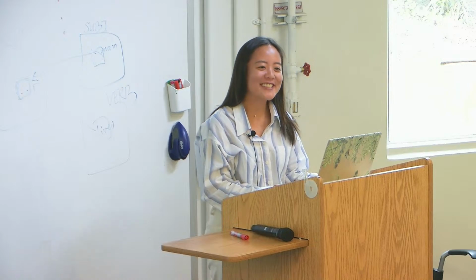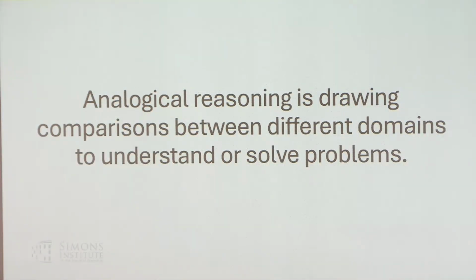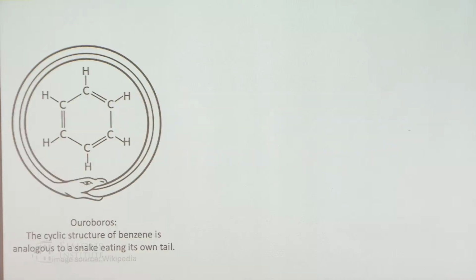And so what exactly is analogical reasoning? It is drawing comparisons between different domains or different kinds of situations to understand or to solve problems. So analogical reasoning is making connections between different ideas that at first glance might not seem related. It is a mental leap that allows us to apply known solutions to new, seemingly distinct problems. We use analogies to help us understand more abstract or new concepts in science.